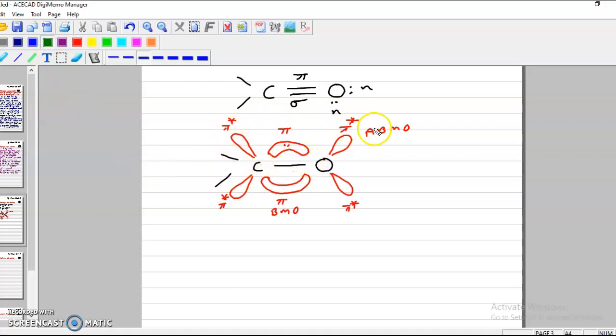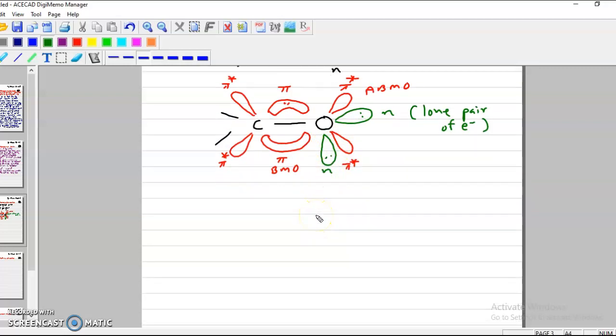Well, this is one plane of pi BMO and pi star ABMO, but the n orbital would be in a different plane. So one n orbital we can show like this and another can be in this direction. But these two orbitals have a different plane of symmetry. So this will be the n orbital having a lone pair of electrons, but the plane of symmetry will be different. So both will be in a different plane of symmetry. So these are n orbitals.